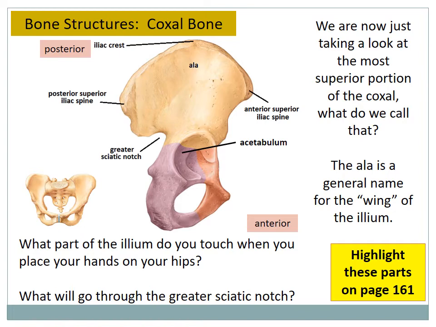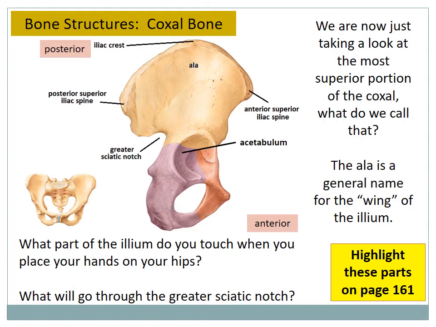What part of the ilium do you touch when you place your hands on your hips? So you might have thought posterior superior iliac spine, but you can't really touch that one. That one's kind of hidden a little deep in your body. You actually touch your anterior superior iliac spine, okay? So the anterior superior iliac spine is what you touch when you place your hands on your hips. They're the ones that kind of jut out a little bit in the front. What's going to go through the thing called the greater sciatic notch?